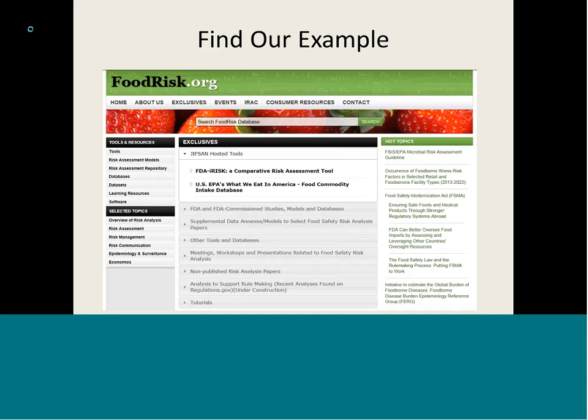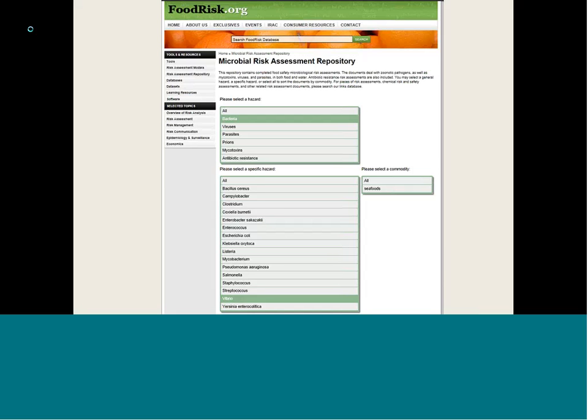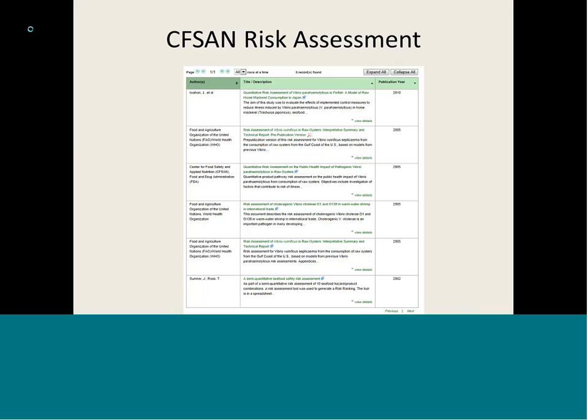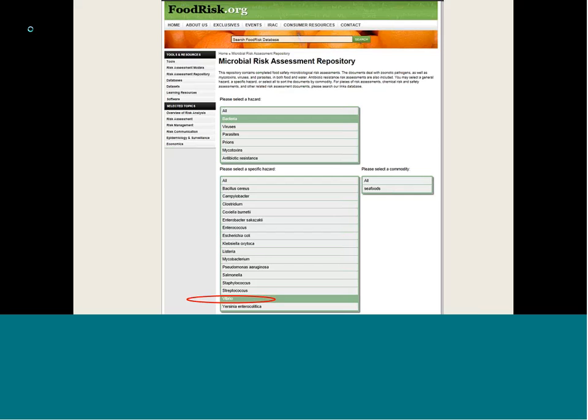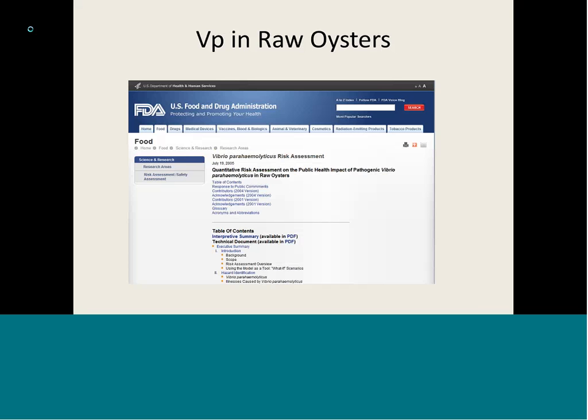There we are. Okay, so you go to foodrisk.org, Risk Assessment Repository. This gives you access to risk assessments from all over the world, so it's a neat tool on its own. Once you get in there, you pick your hazard. We've got microbial here, bacteria, and Vibrio. Pick a commodity, and I'm looking specifically at seafood. Then if you hit go, you'll get this list. Look at the third one, Sipsan. If you click on that link, it takes you to here.